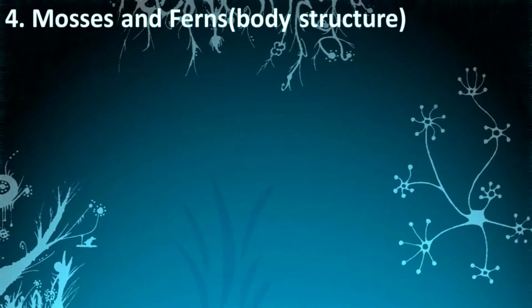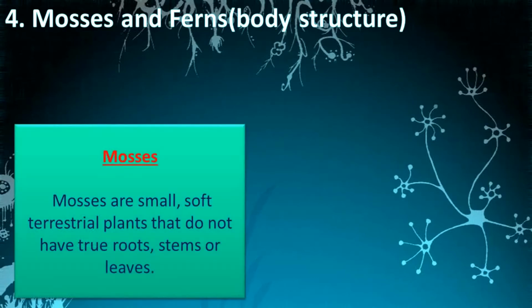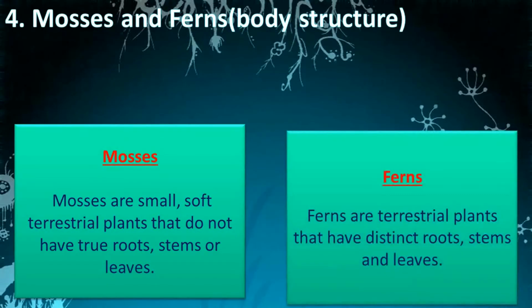Mosses and ferns. Body structure. Mosses. Mosses are small, soft, terrestrial plants that do not have true roots, stems, or leaves. Ferns. Ferns are terrestrial plants that have distinct roots, stems, and leaves.